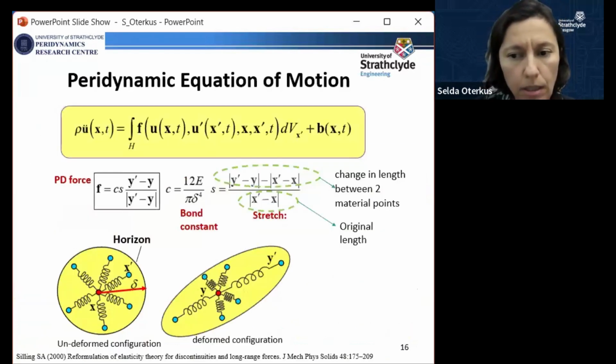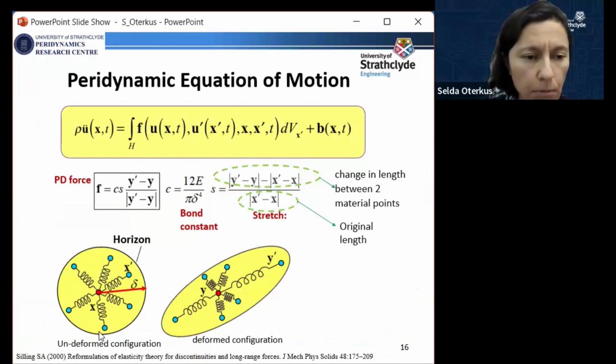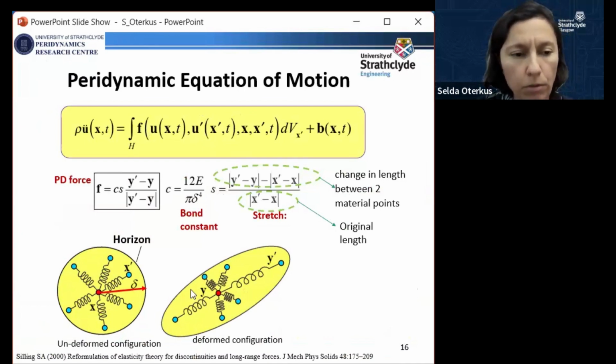And of course, when we are considering this integral, we can use some numerical integration, which represents the interaction between all the material points inside the structure. But from a numerical point of view, we may need to define a domain or horizon, which means we can say that outside this horizon, the interactions can be ignored.